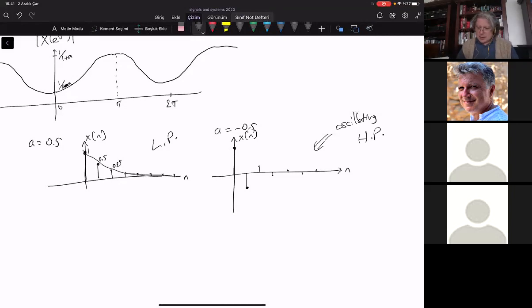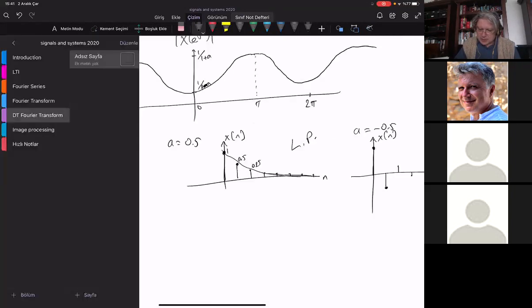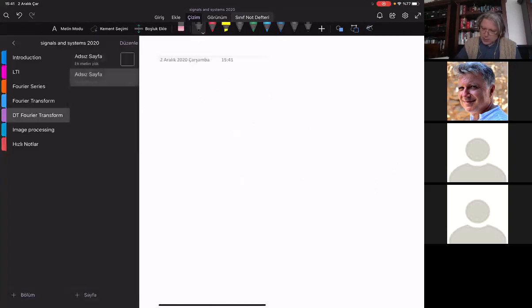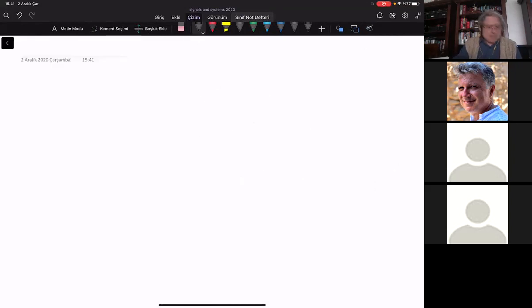Okay, now let us see another example. This may be the last example that we will see for today. We will continue seeing discrete time Fourier transform examples. Let me open a new page and do this new example in a new page.